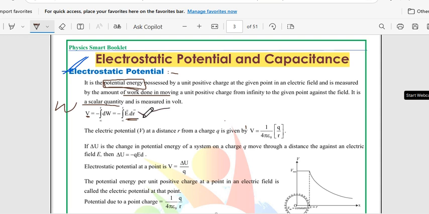This is the expression for electrostatic potential. See, it is a potential energy. It is the potential energy of a unit positive charge at any given point in an electric field, and is measured by the amount of work done in moving a unit positive charge from infinity to that point, given R, against the field.